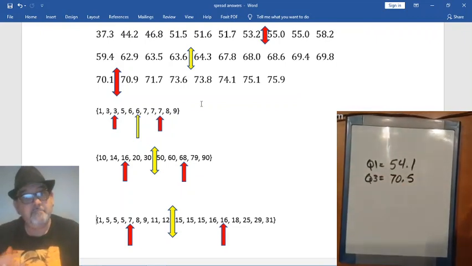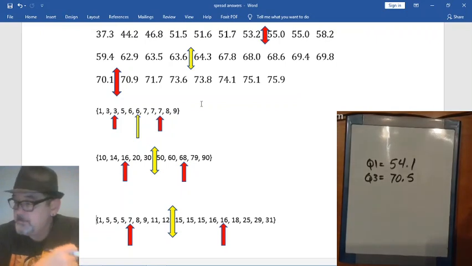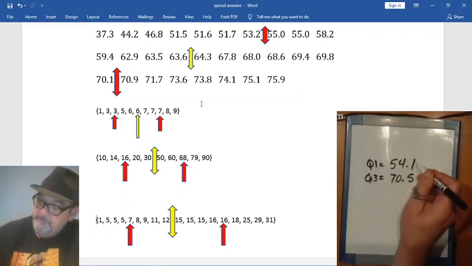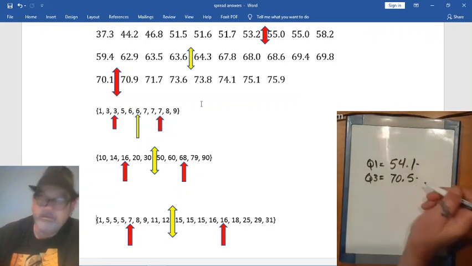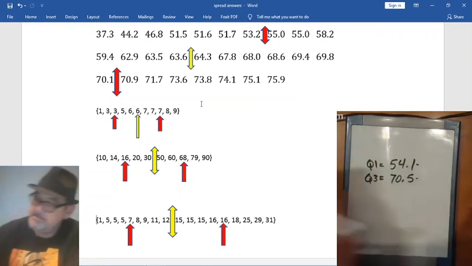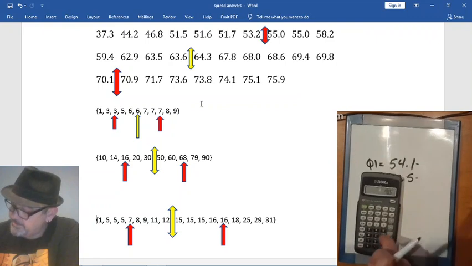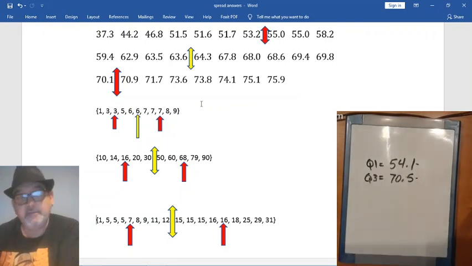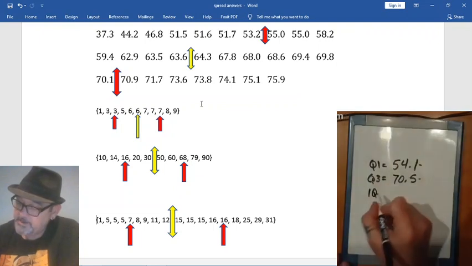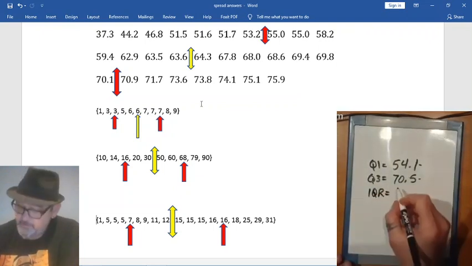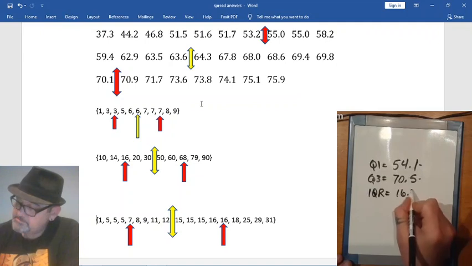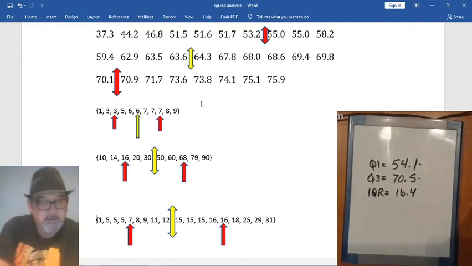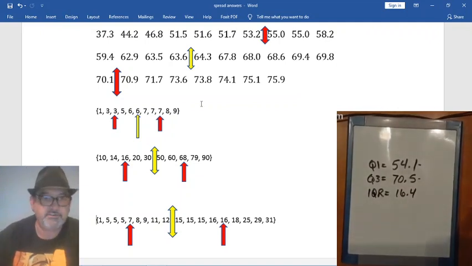So now I have both of my quartiles. What's the interquartile range? It's the distance between 54.1 and 70.5. So I just subtract 70.5 minus 54.1, 16.4. So my interquartile range for that first problem, 16.4. All right, and I think that was the last of the questions for that.